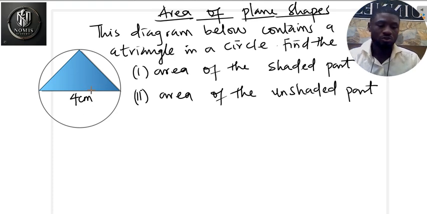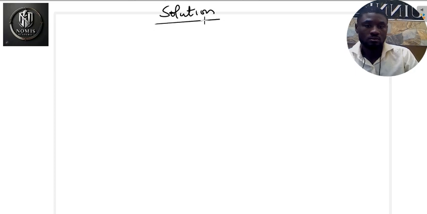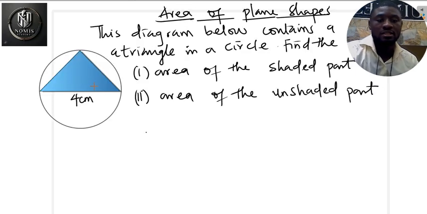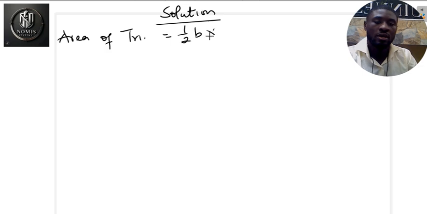So let's get into the solution of this problem. The question first says, find the area of the shaded part. Now, how am I going to find the area of the shaded part? The shaded part is definitely a triangle. Solution. The shaded part is a triangle, and remember how to calculate the area of a triangle. Area of triangle is equal to 1 over 2 times base times height.